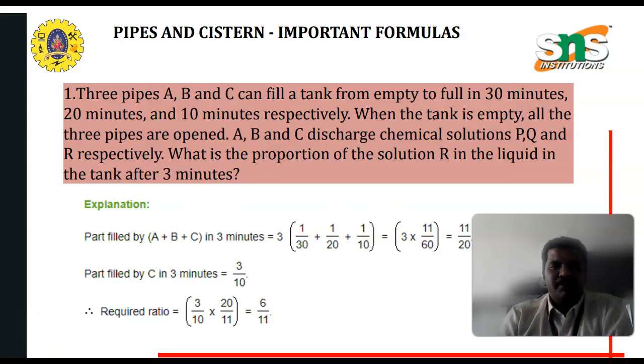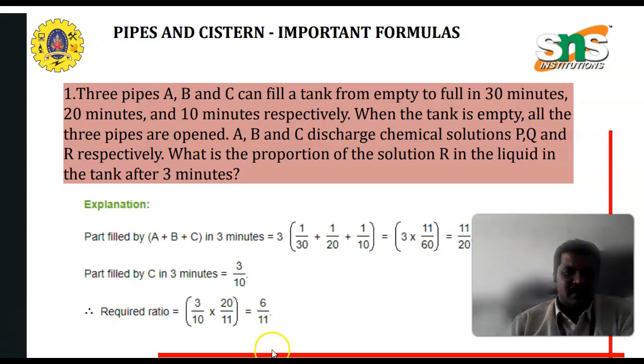So three pipes A, B and C can fill a tank. Here we are going to see the explanation for this problem. Three pipes A, B, C can fill a tank from empty to full in 30 minutes, 20 minutes and 10 minutes respectively. When the tank is empty, all three pipes are opened. A, B, C discharge chemical solutions P, Q and R respectively. What is the proportion of the solution R in the liquid in the tank after 3 minutes? That is our problem.